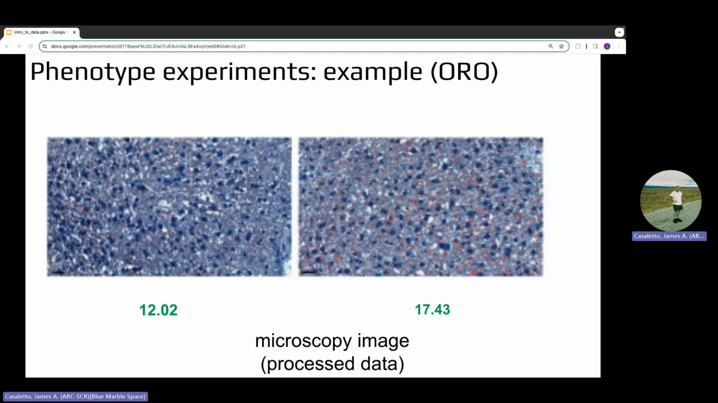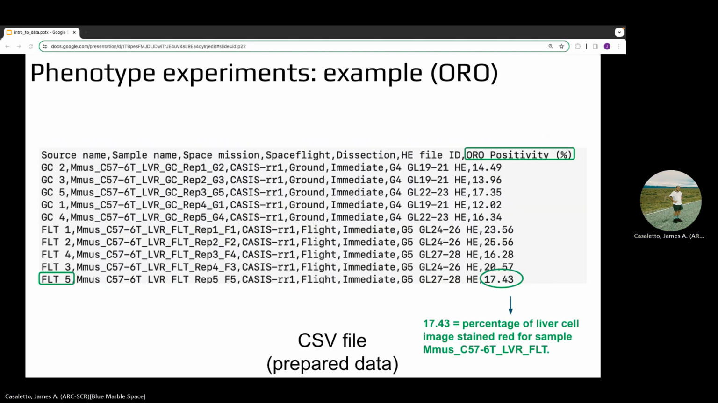In this example, the slide on the left has 12.02% red pixels and the slide on the right has 17.43% red pixels, both indicating the amount of lipid proteins in that tissue at that point in time. And just like with RNA-seq, we can then put those values into a tabular file, such as what is shown in this graphic. The last column of the table represents the oil red O percentage, which is 17.43 for the spaceflight sample number 5.